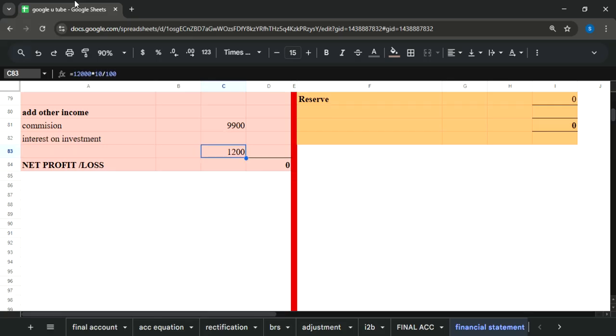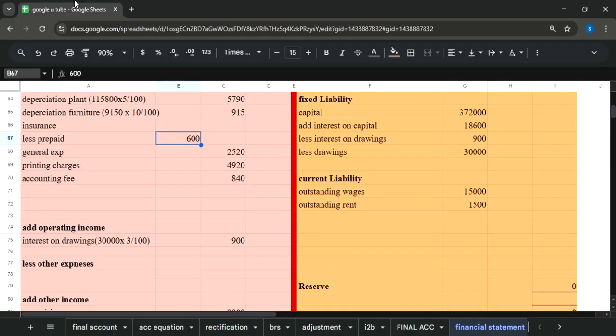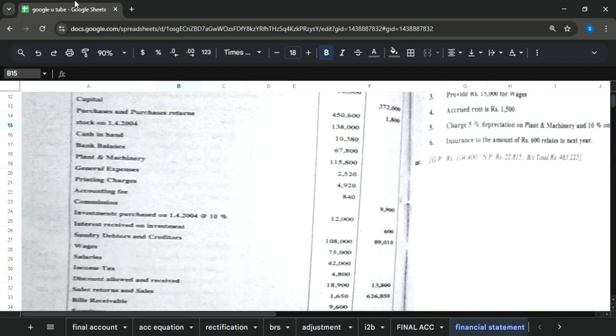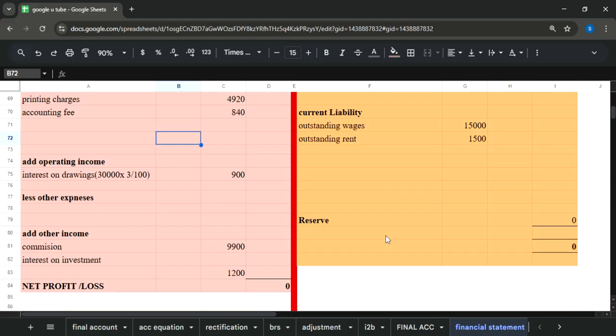Now second is 600. Let it be seen how much amount of investment was. Once again we will have to confirm it. 12,000, alright, 10% we have taken. This 600 is already present. So what you will do, you will write 600, which is given in trial balance over here.